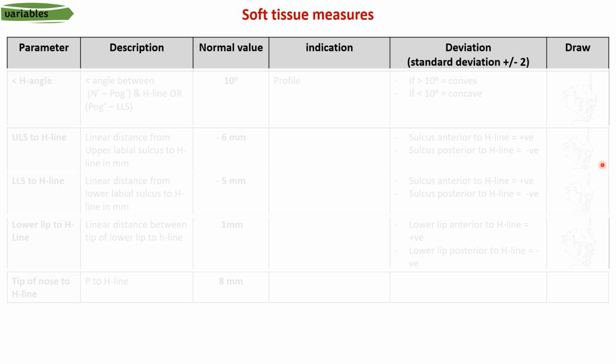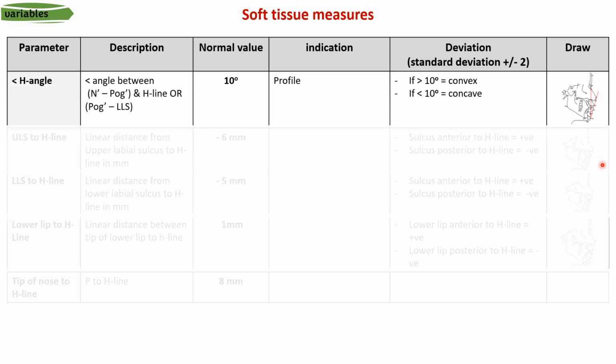Soft tissue measures. H angle. The H angle is formed by two lines. The first one extends from the soft tissue nasion to the soft tissue pogonion, and the other extends from the soft tissue pogonion to the most prominent point of the upper lip, which is a tangent to the upper lip. Mean value is 10 degrees.